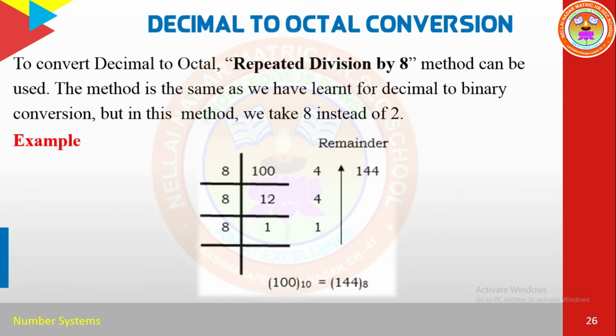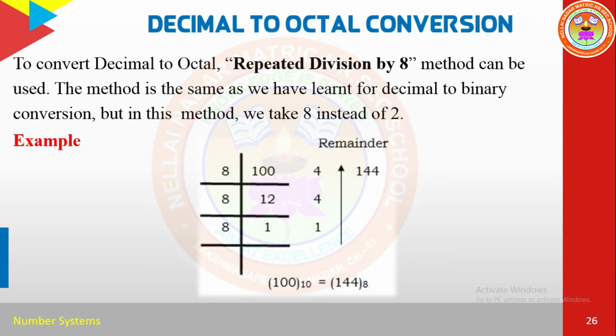The next conversion, decimal to octal. From the decimal number we have three different types of conversion. We already did one conversion, decimal to binary. The next decimal conversion is decimal to octal. In this topic we are going to convert a decimal number to octal. How to convert?